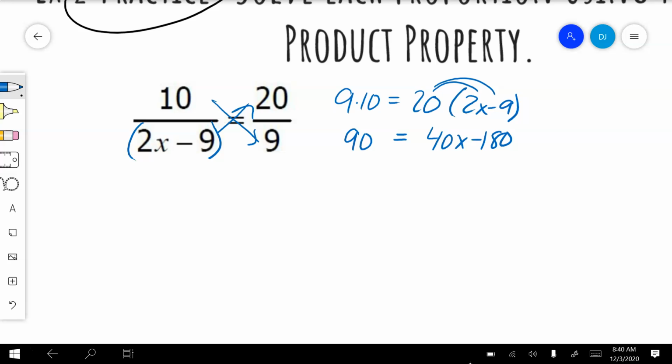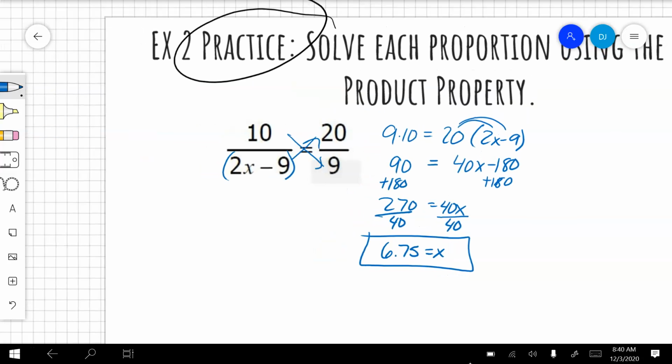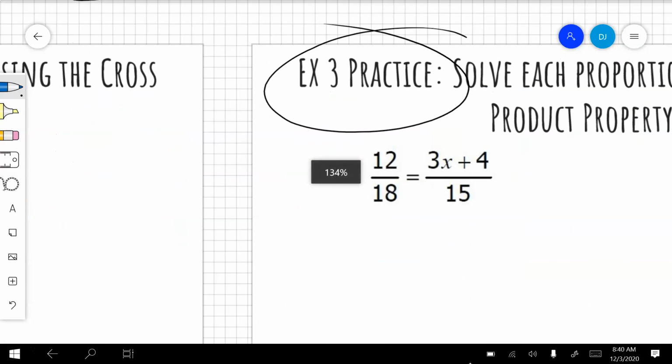Now I'm solving for x, so I'm going to go ahead and add the 180 to both sides. And then that's going to end up giving us 270 equals 40x. Divide both sides by 40. And we're left with a decimal of 6.75 equals x. All right, that's as far as you need to go for that cross product. Let's go ahead and take a look at example 3.